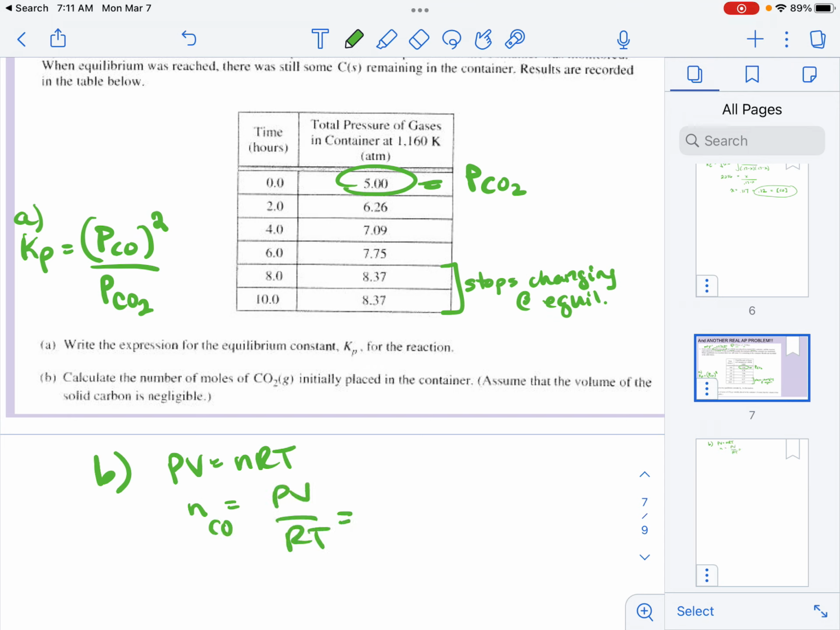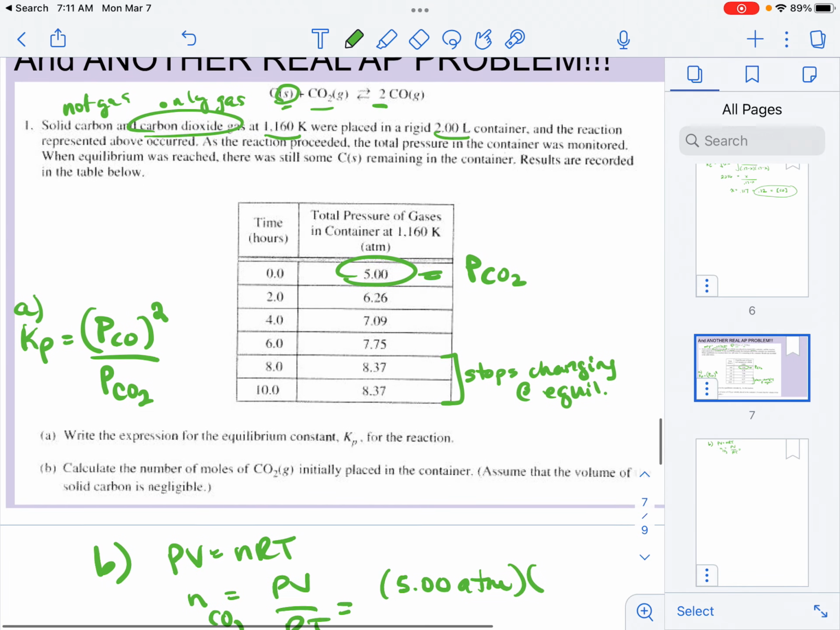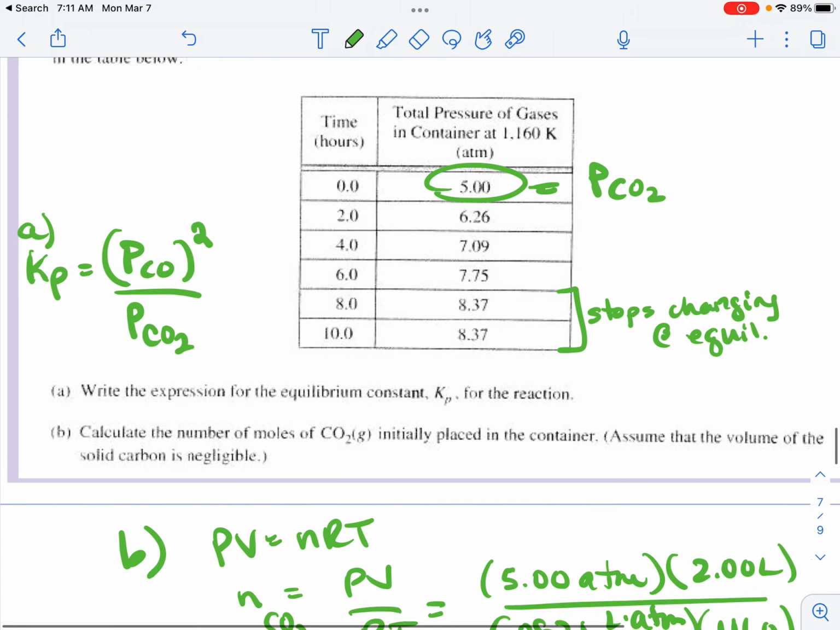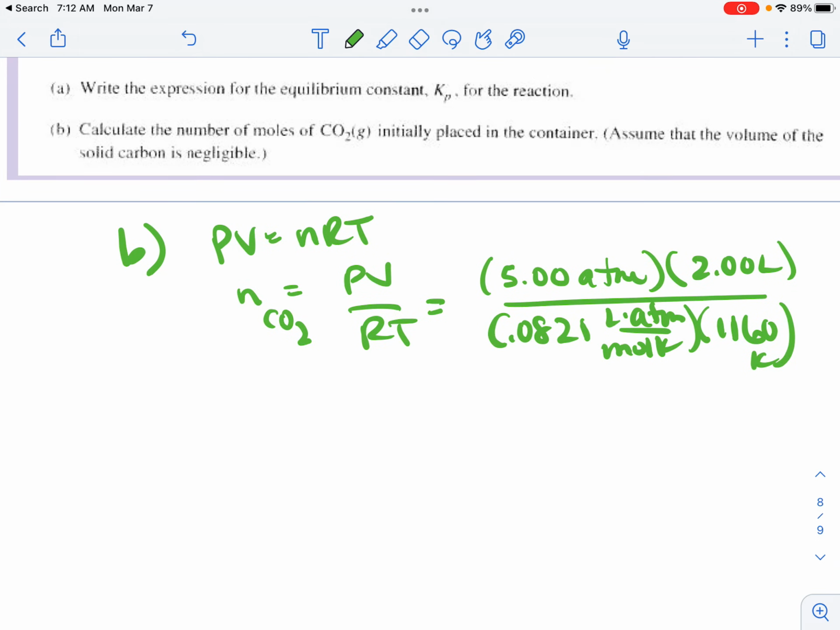The pressure of the CO2, which is what I'm looking for, is 5 atmospheres. And the volume they told me was 2 liters. And R, we're using 0.0821 here, always, because it's in atmospheres. And the temperature, they told me, was 1160 Kelvin. Be careful to make sure that it's actually in kelvins when you do this. Okay, so now I'm going to solve for number of moles of CO2, and I get 0.105 moles of CO2.